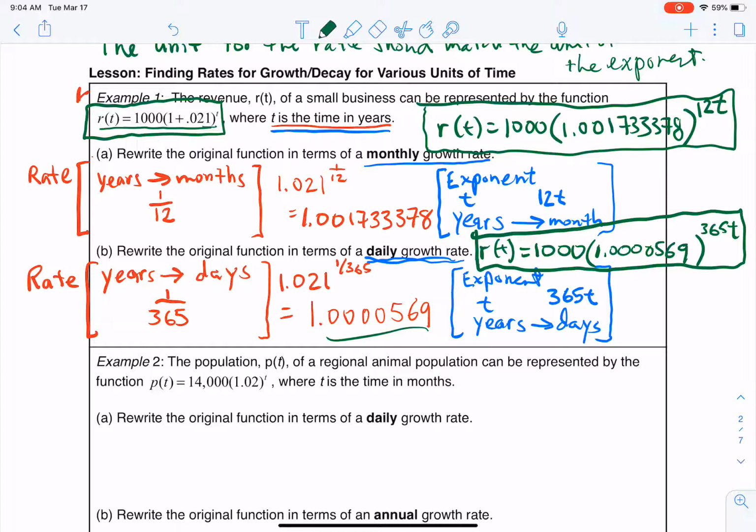All right, so take a minute, read the second example. Key questions that I have for you are, what is the rate given to us in? That is, what is the time frame that the rate is given to us in, and what are we changing to? So take a minute, read the problem, and we'll go through it in a minute.